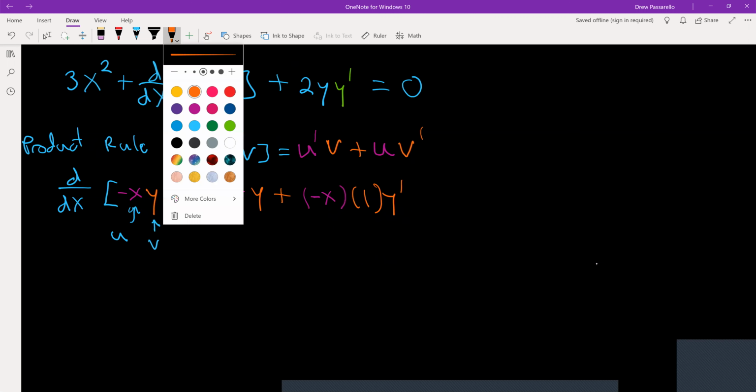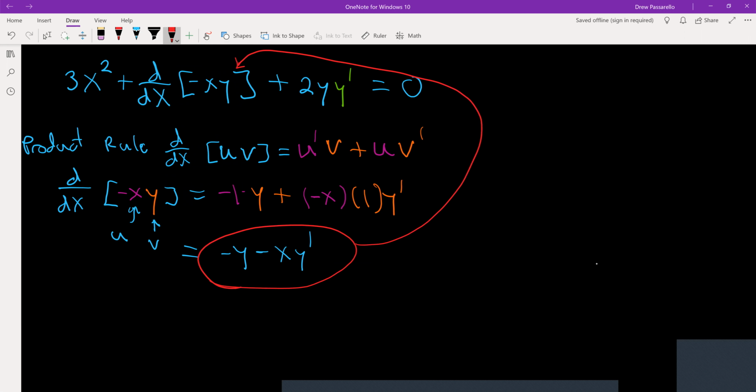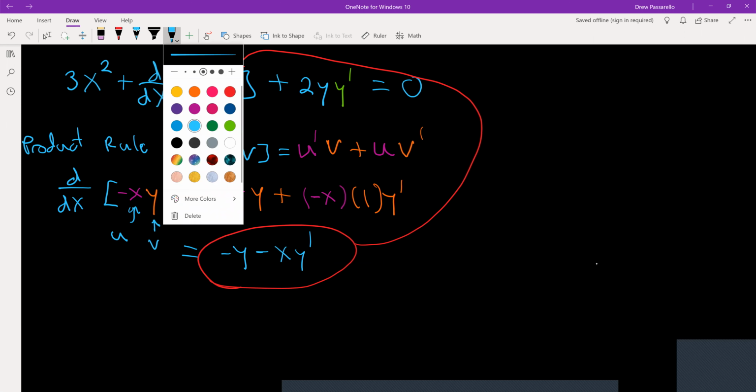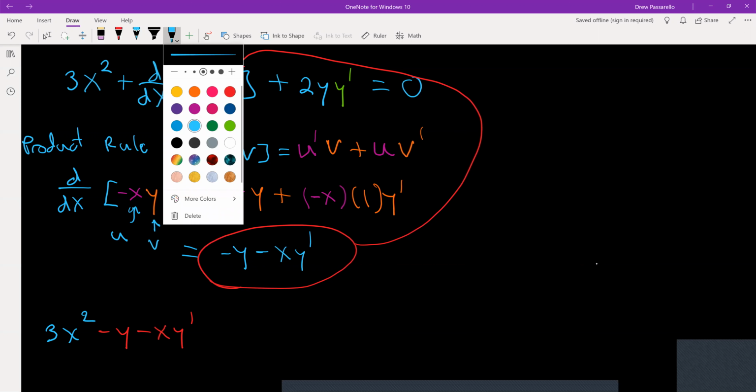All right, so this is equal to negative y and then minus x y prime. All right, so that's what all of that's equal to, and all of this is the derivative of just that middle piece. So I'm going to write the problem down. We have 3x squared, and then instead of the middle term where it was d dx of negative xy, that turned into negative y minus x y prime. So that would be minus, and I'll color coordinate it. All right, that was the derivative for the middle term. And then I have plus 2y y prime.